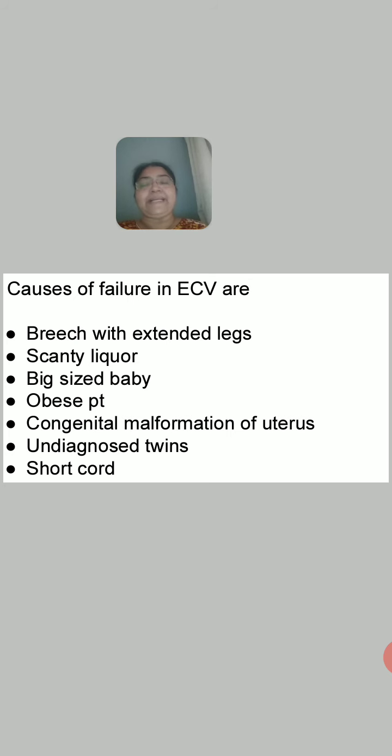Second condition, scanty liquor. When the amniotic fluid volume is very low, or in the absence of the amniotic fluid, version may fail to occur. Big size baby. Whenever there is a big size fetus, version should be done before 32 weeks. That we have discussed earlier, right? But if you wait till late pregnancy or full term, when the fetus is big size, version may fail.